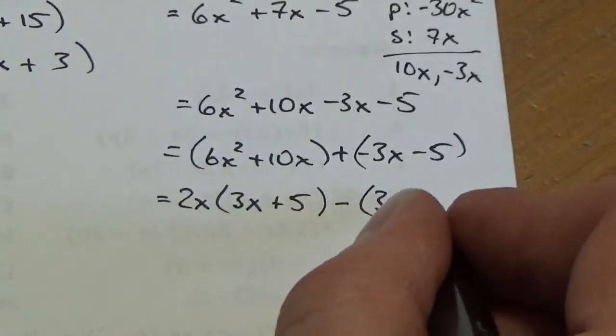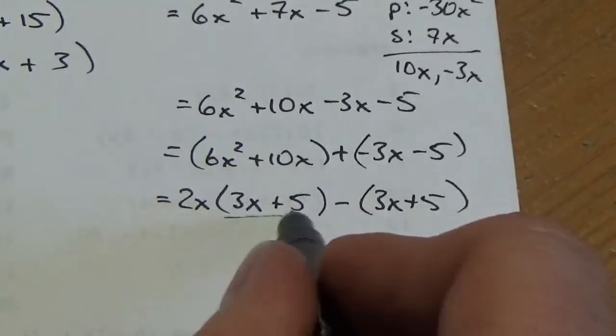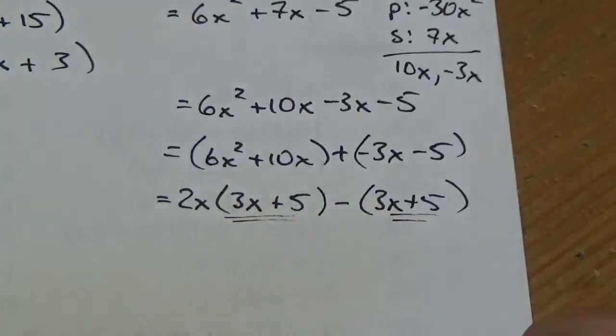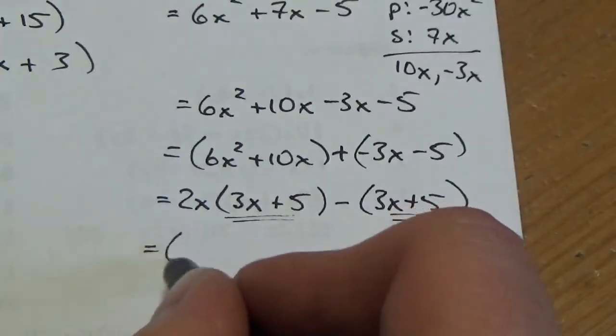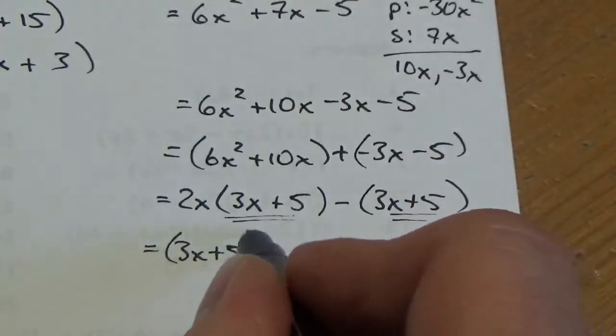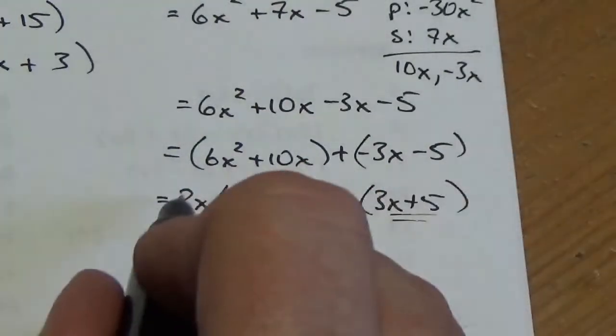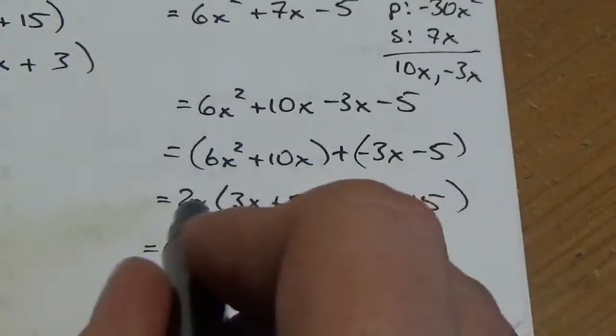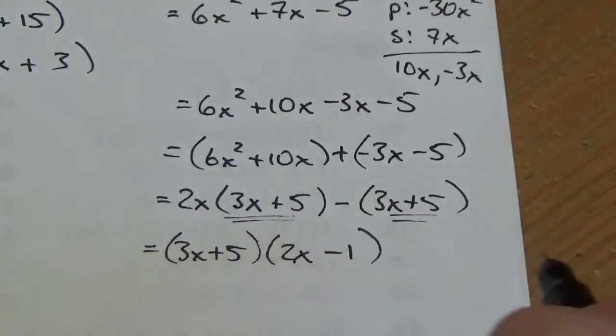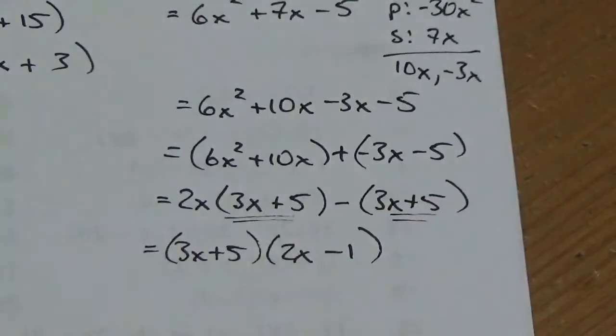And actually, that gets me 3x plus 5. And that's exactly what I wanted. There's my common binomial factor. And if I factor that out, or write it out front, what has this been distributed to? Well, it's been distributed to a 2x and a negative 1. And so there's the factored form that I'm looking for.